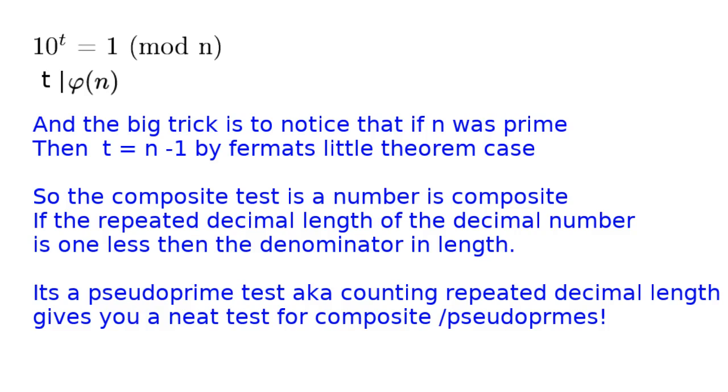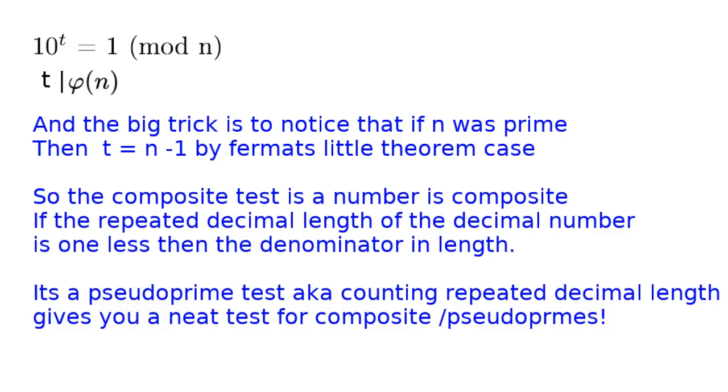But let's do a concrete example to show what I mean by all this. If it turns out that t was strictly less than n minus 1, and it has to divide the Euler function, but it doesn't necessarily have to be n minus 1, that would be a sure sign that this number is a composite number. It can't be a prime number.